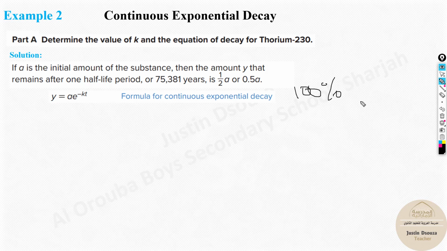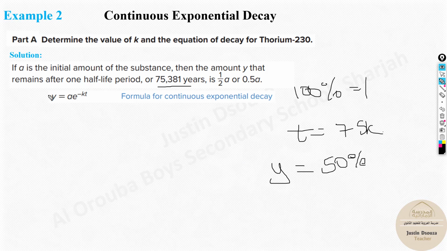Initially it was 100%. That means 100% is equal to 1. You can do it in the calculator. What is Y? What is the time? Time is 75,381. That means when t is equal to 75,381, the Y value will be 50% of the initial amount. Whatever was taken, it will be 50%. Now, what is this 100%? 100% thorium, you can write 1x. This is 50%, 0.5x.